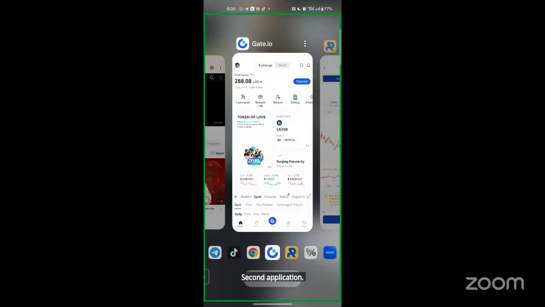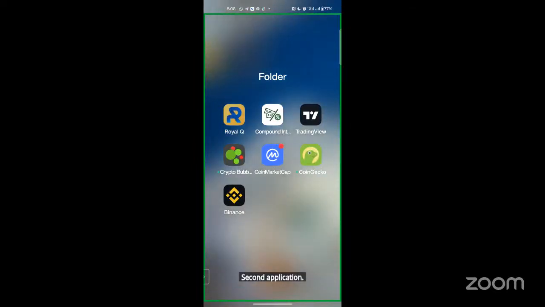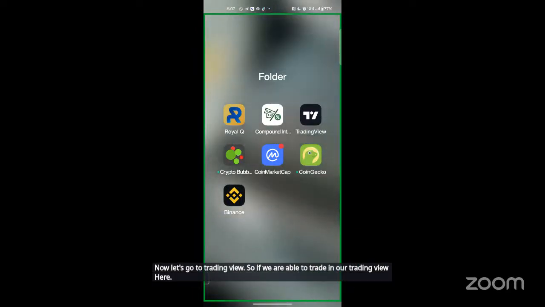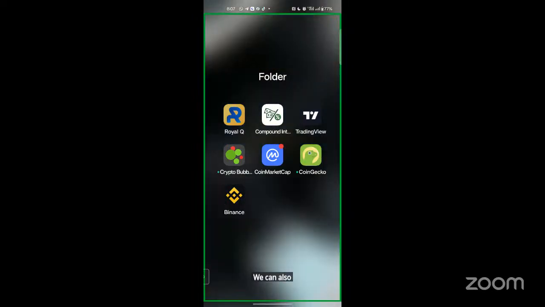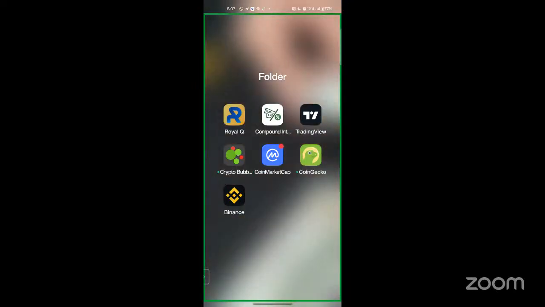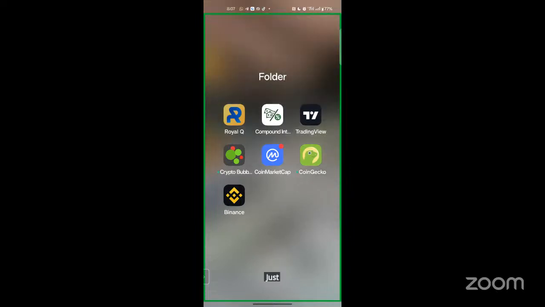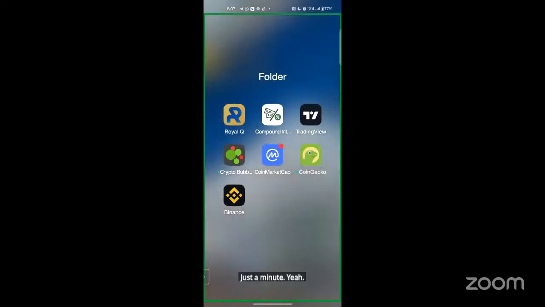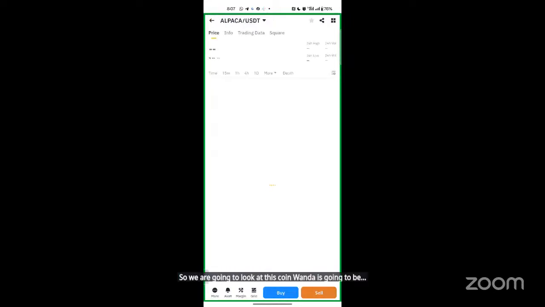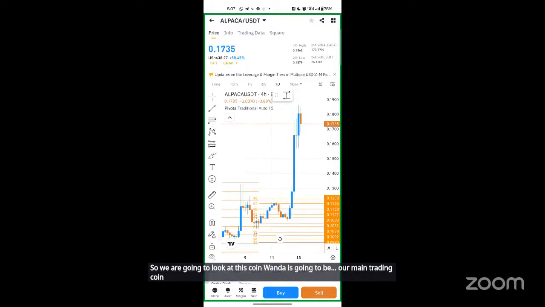Second application. Now let's go to TradingView. So if we are able to trade in our TradingView here, we can also have the same atmosphere. Just a minute. Let me look at one coin. So you can either use TradingView or another platform. So we are going to look at this coin, and it's going to be our main trading coin, and we are going to look at it in 1 day time frame.